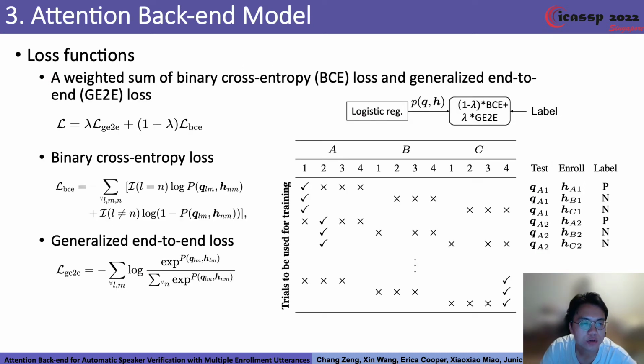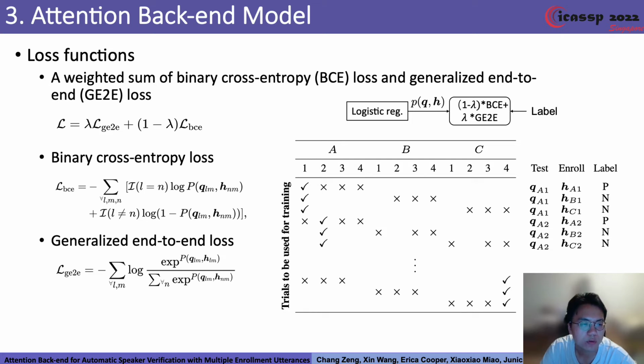As for the loss function used in our attention backend model, we use a weighted sum of binary cross entropy loss and generalized end-to-end loss. Here there is a hyperparameter used to combine these two loss functions, denoted as lambda. In our experiment, we set this lambda to 0.6.